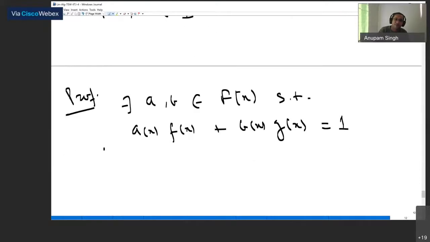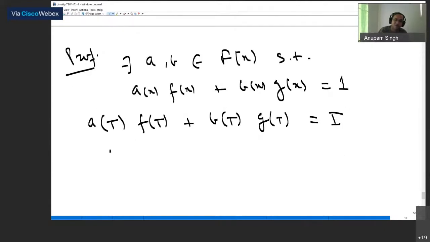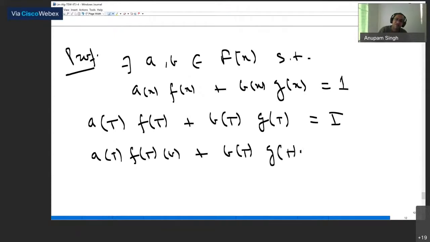Now I use the operator T in this equation, so I get a(T)f(T) + b(T)g(T) equal to the identity operator. Now I evaluate it on the vector v. The identity of v is v, and the first component becomes 0 because f(T)v = 0, which is what I am given.